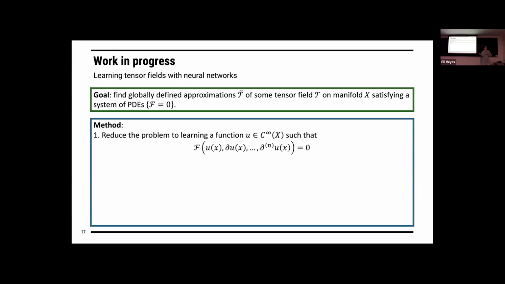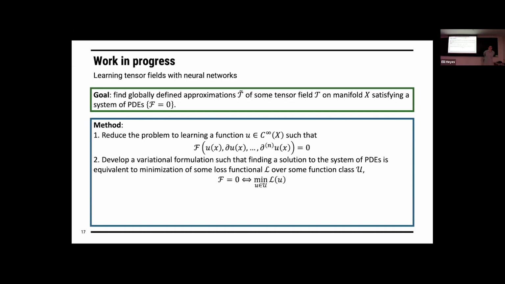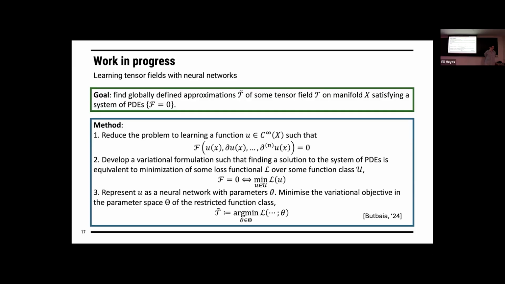First, you reduce the problem of approximating your tensor field to approximating some scalar function on the manifold. The next step is you turn the system of PDEs for which your tensor field is a solution into a variational problem. So in this case, solving the system of PDEs corresponds to minimizing some loss functional over the function class of U. And then the last step is that you represent your scalar function U as a neural network. This defines a restricted function class. And then approximating your tensor field just becomes the process of training your neural network to minimize the loss function.